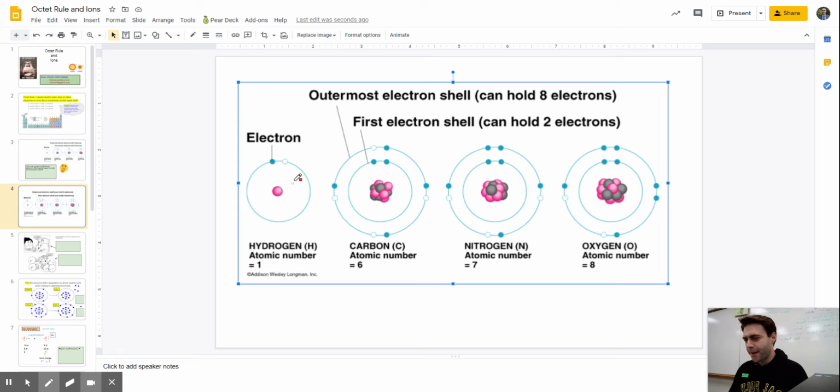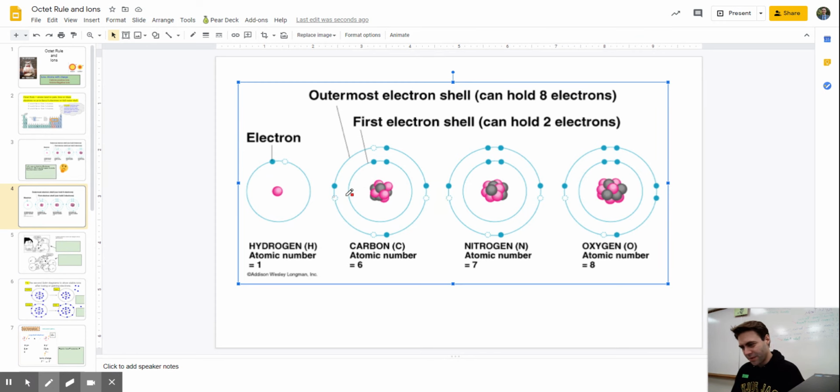Okay, this diagram shows the Bohr models for hydrogen, carbon, nitrogen, and oxygen. I want you to notice that there are empty rooms on each atom. Those empty rooms are places where another electron can come, so they have a full octet, so they have 8 electrons. Okay, so that's the goal for carbon, nitrogen, and oxygen: to have 8 electrons.